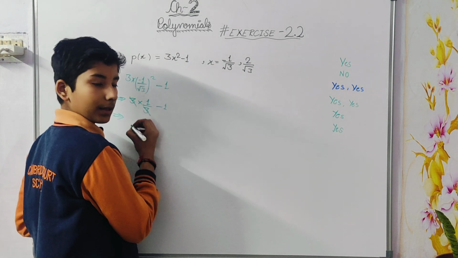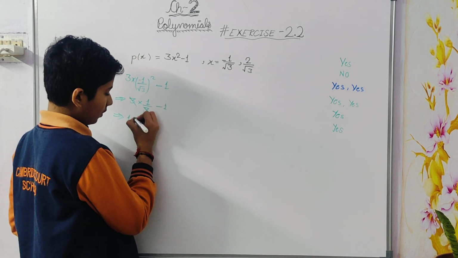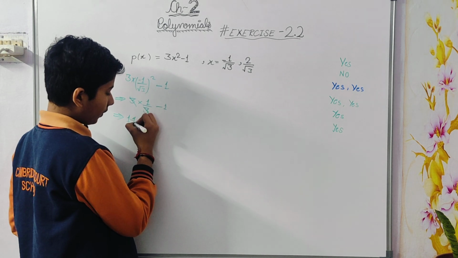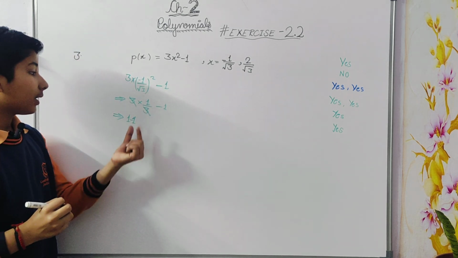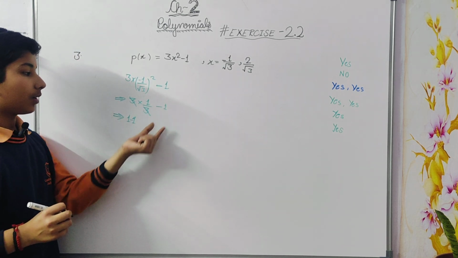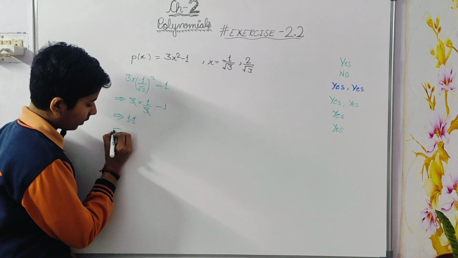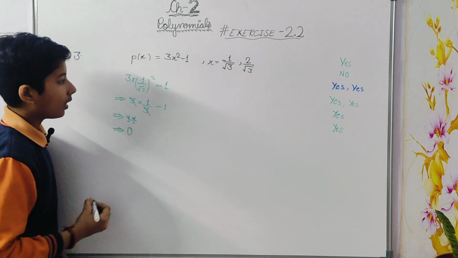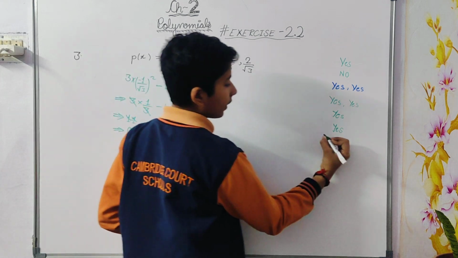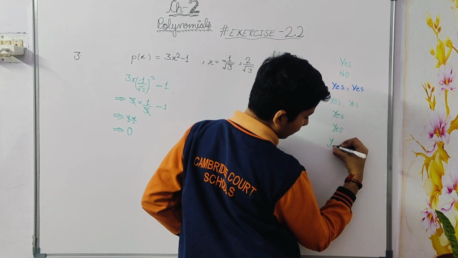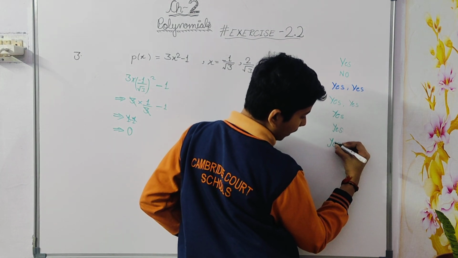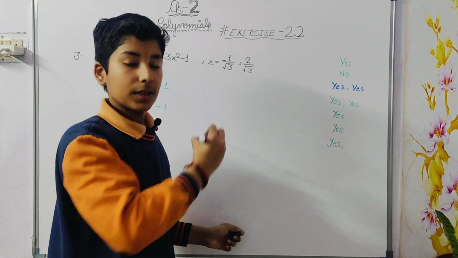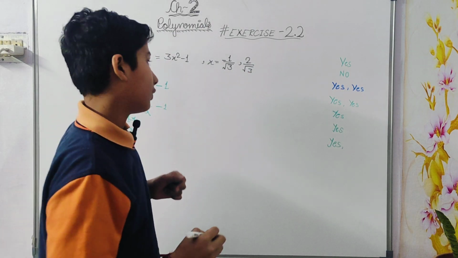Now, 1 minus 1 we will write here. Why will we write 1 minus 1? Because 1 was left here and 1 was already minus in here. So cut, 0 is our answer. So here we will write yes, and comma, because we don't know whether the next one is yes or no.